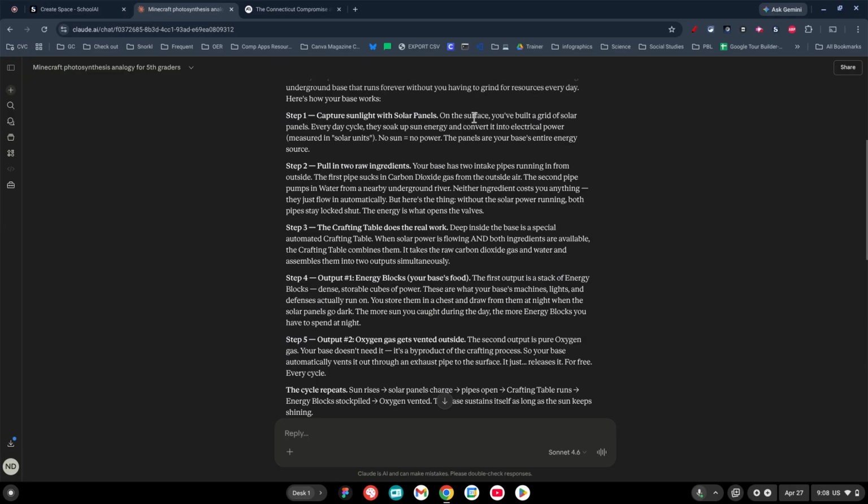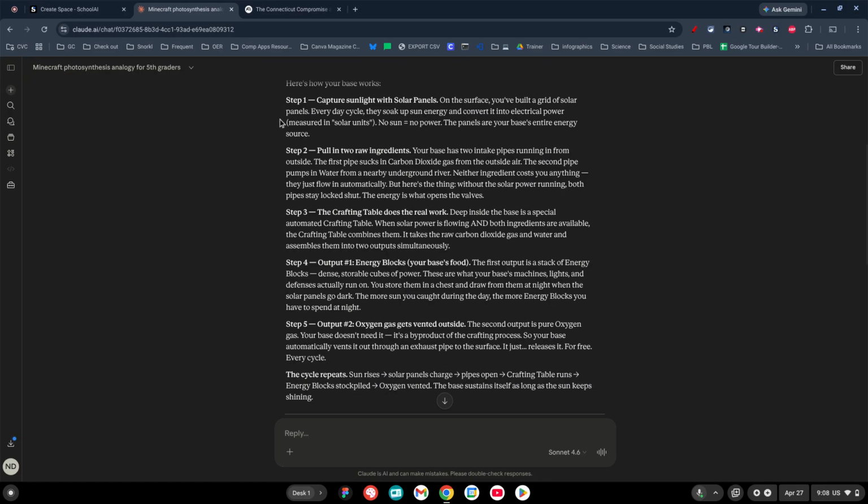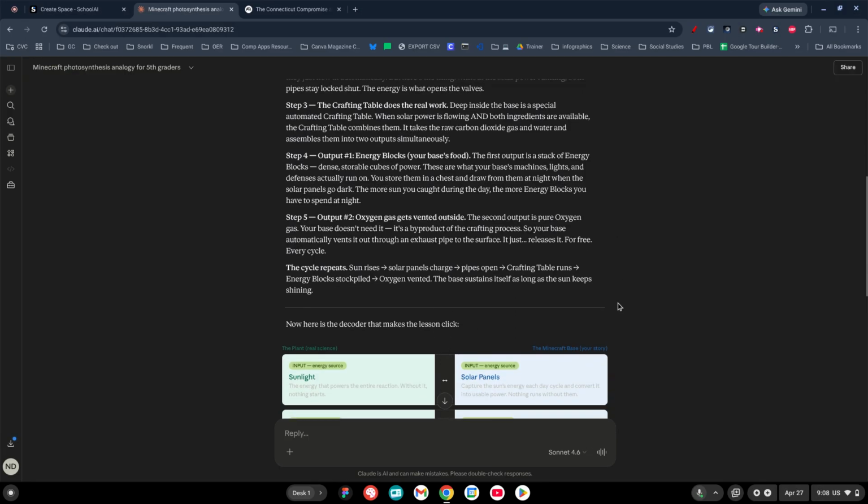So it's talking about how you need to build this base that's going to automatically run forever, self-sustaining. So it's telling you the different things that it needs. We need some solar panels. We need to be able to draw on carbon dioxide and water. We got a crafting table, which is going to take all of our materials and then create things. And it talks about how it creates energy blocks and oxygen. So we need to get rid of that oxygen, and then we use the energy blocks right here, and an explanation of those different things.